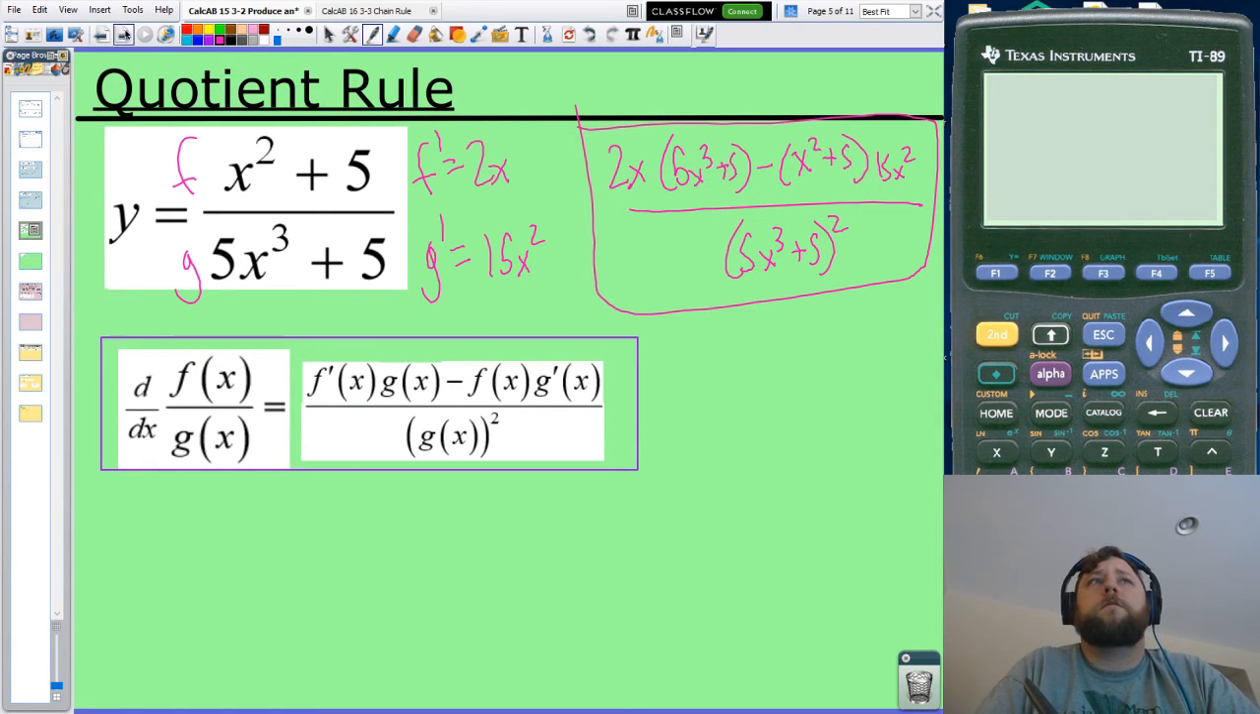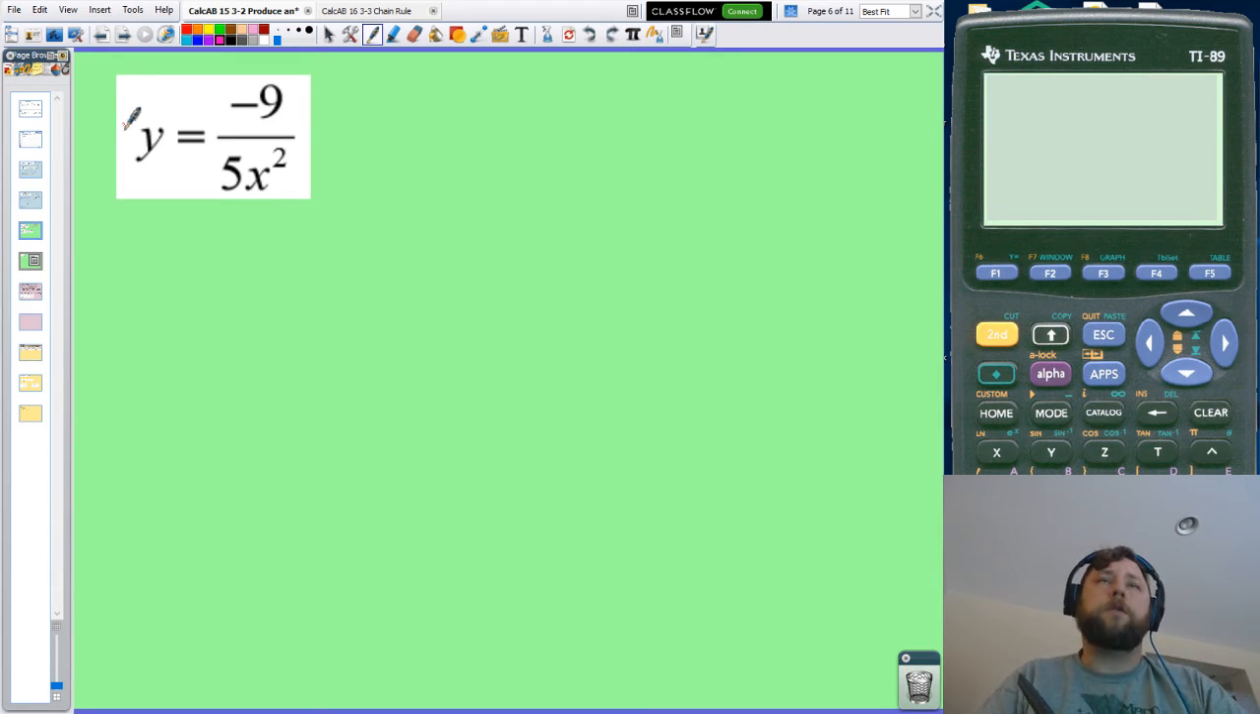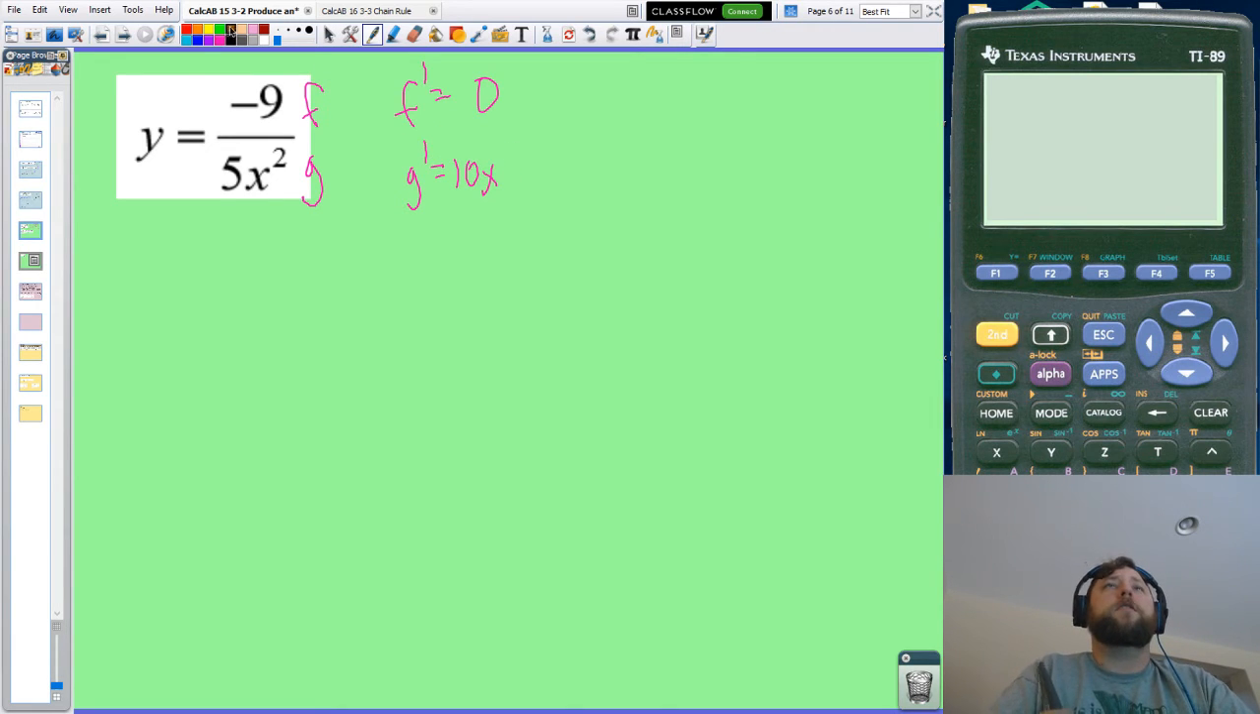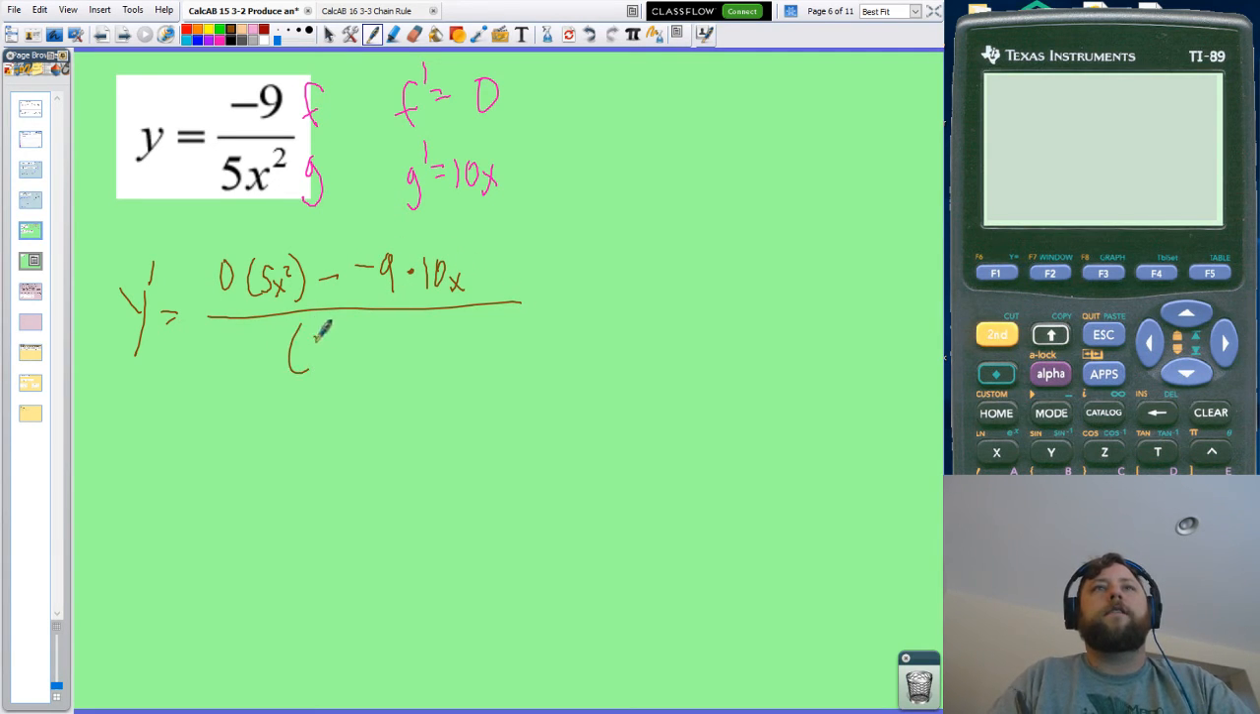There's your answer. Let's try this one. So I'm going to use quotient rule to solve it first, and then we're going to solve it in a different way. So that's your f and g. This would make your f prime, the derivative of negative 9, is 0, and g prime would be 10x. So if I'm solving it with quotient rule, I'm going to get my y prime equals 0 times 5x squared, regular g, minus negative 9 times 10x, all over 5x squared squared.